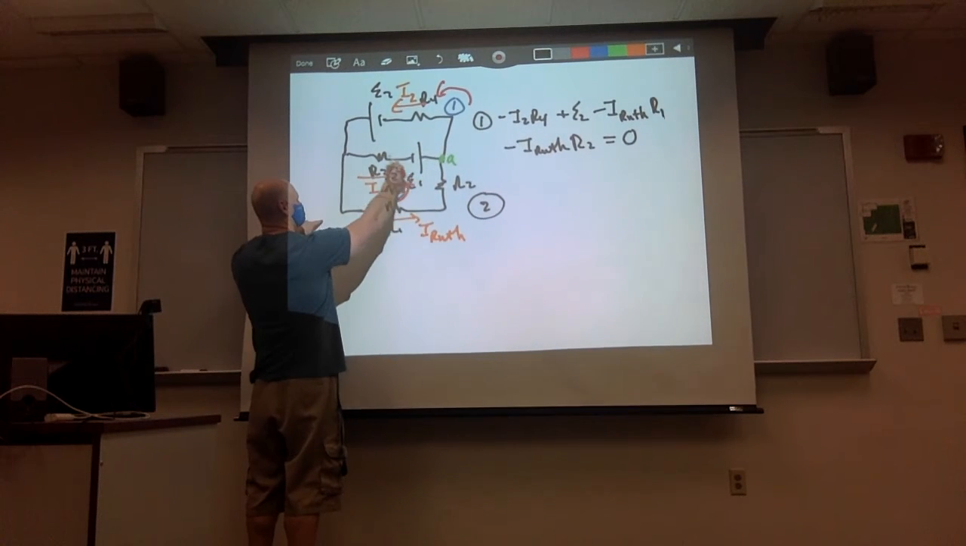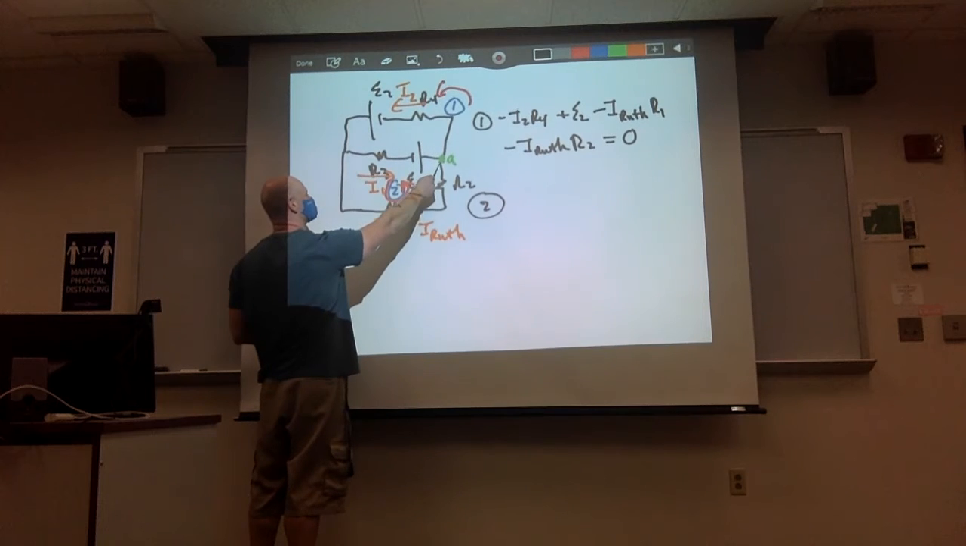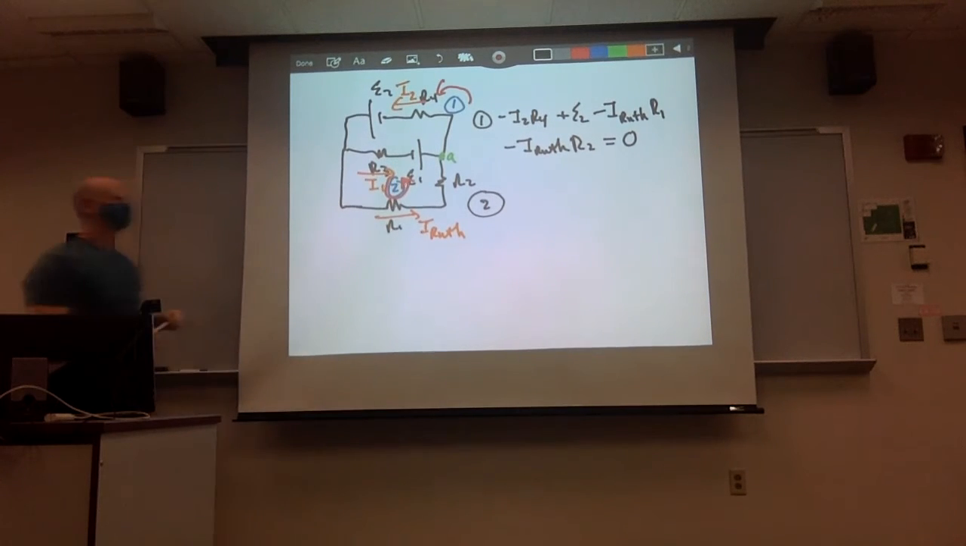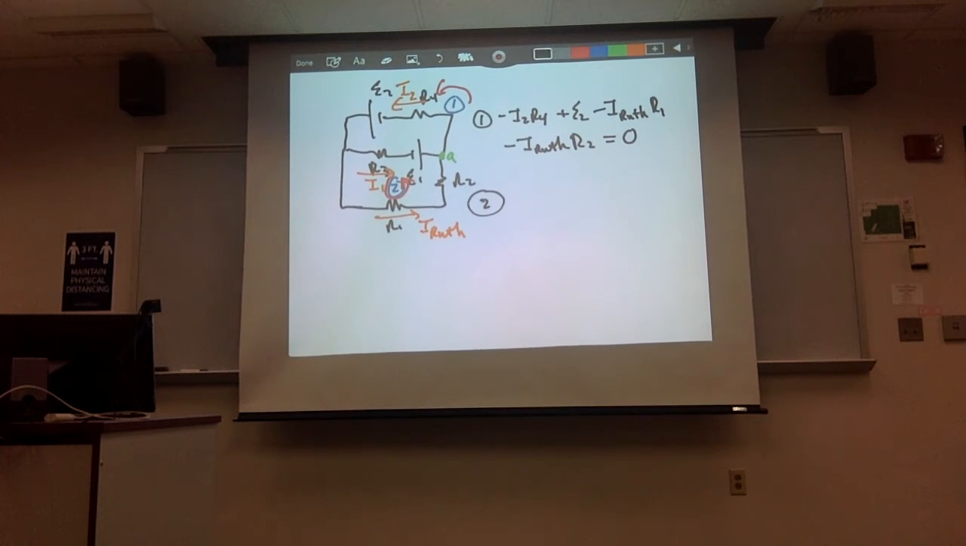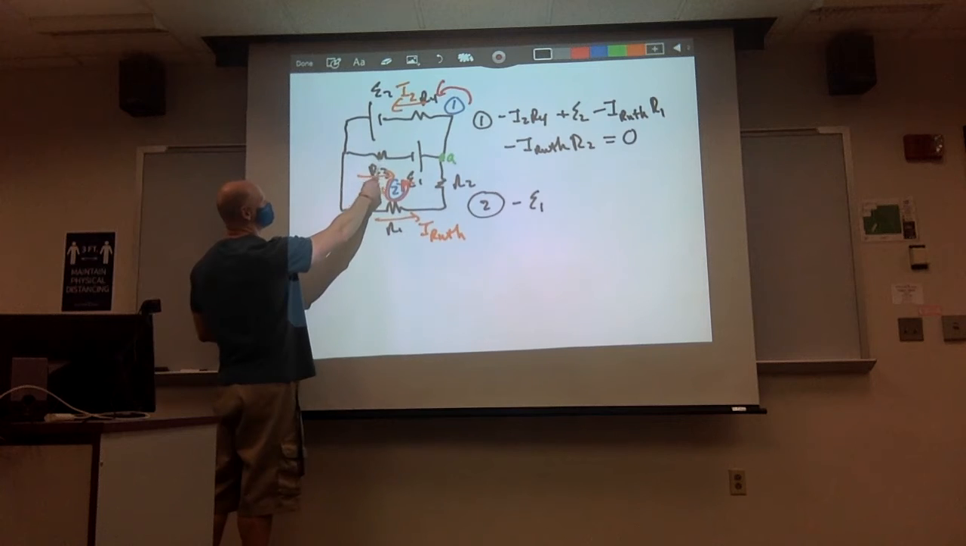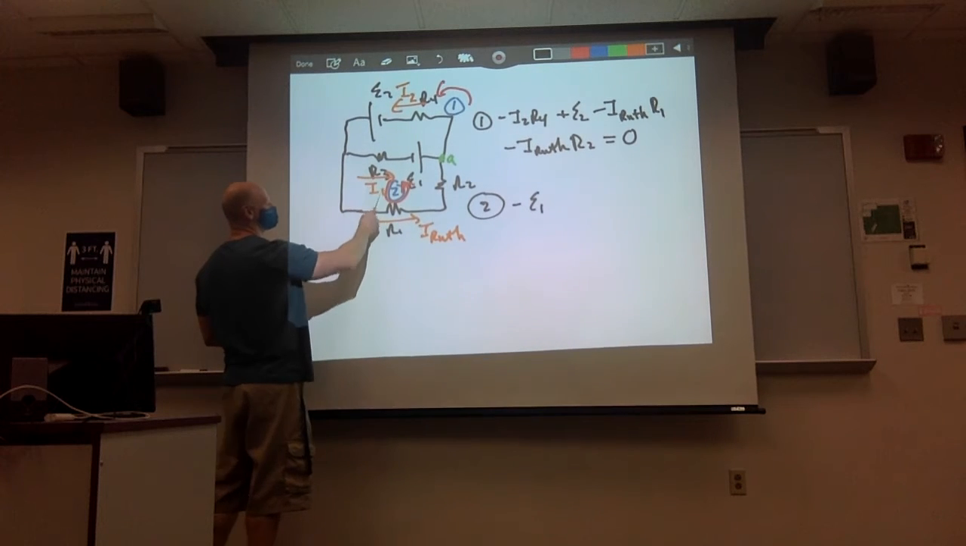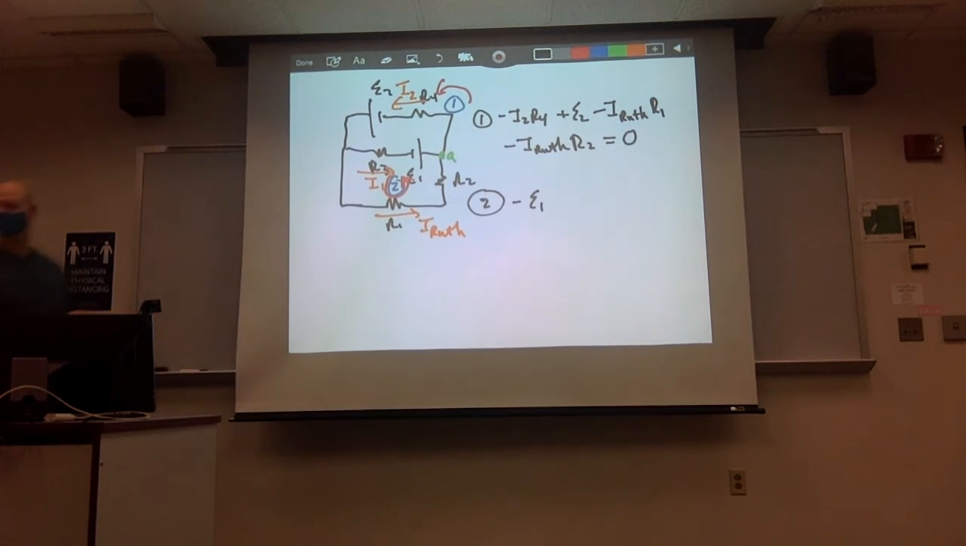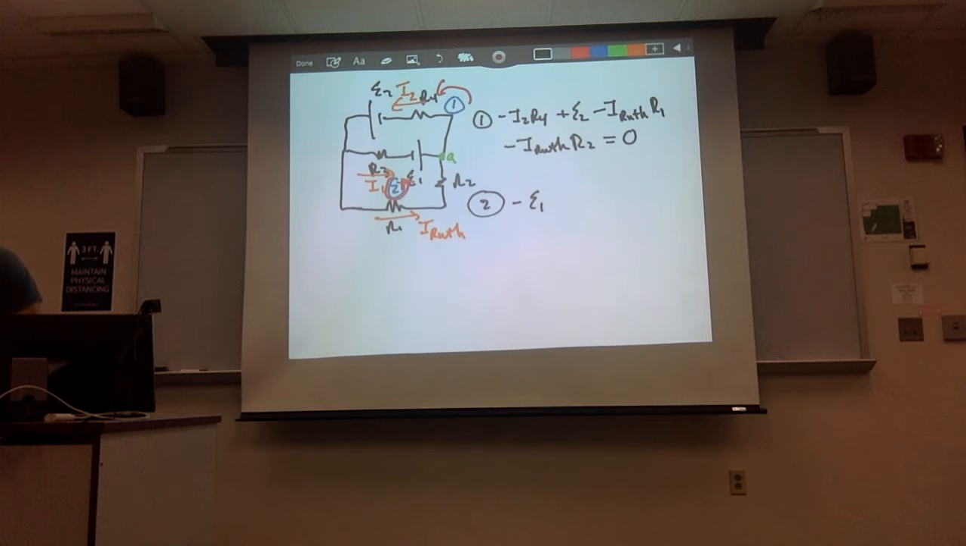Okay. Loop 2. Here, again, we're going to go in this direction around this loop. So I'm going to start here at junction A and go through in this direction. First thing I'm going to do is come across the battery E1, going from the positive terminal to the negative terminal. Is that a positive or a negative? Negative. So I'm going to get a negative E1. Now I'm going to go across resistor R3 in the opposite direction as I1. Is that positive or negative? Positive. So I'm going to get a plus I1 R3.